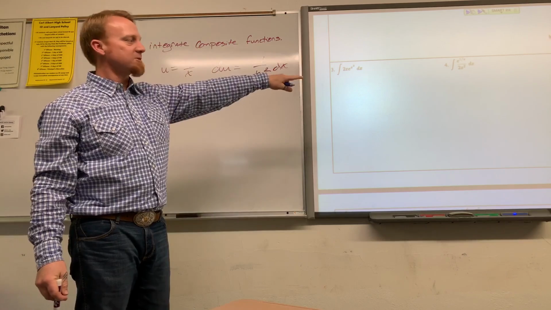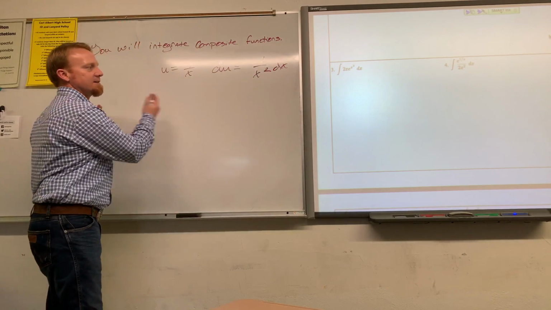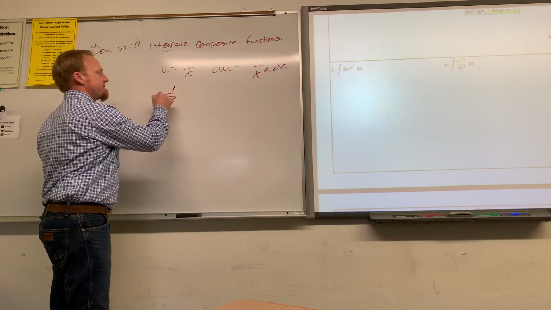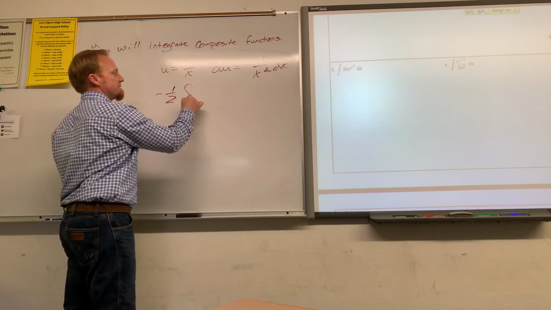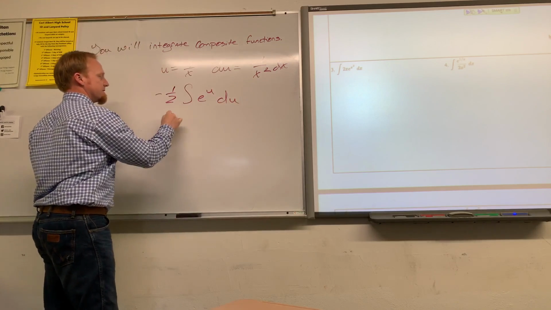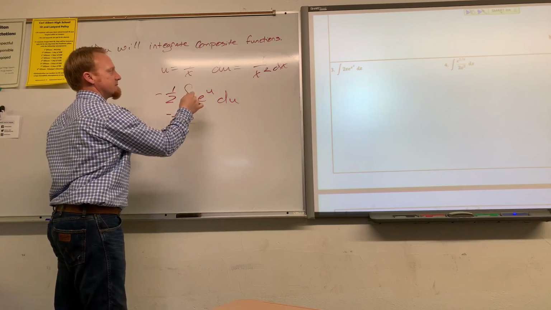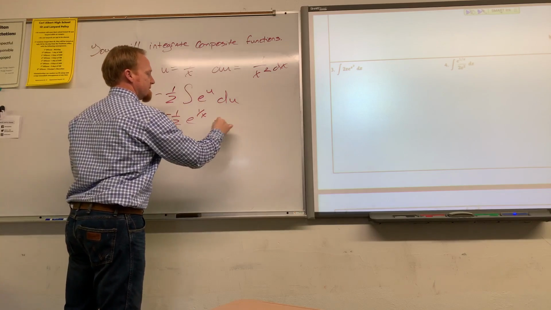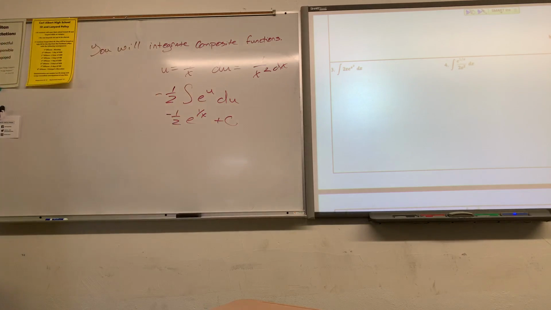Not the 2. The x squared does. So what needs to go out front? The 1/2 and the negative need to go out front. Then we're integrating e to the u du. So we end up with 1/2. I'm going to go ahead and substitute at this point to save myself a step.